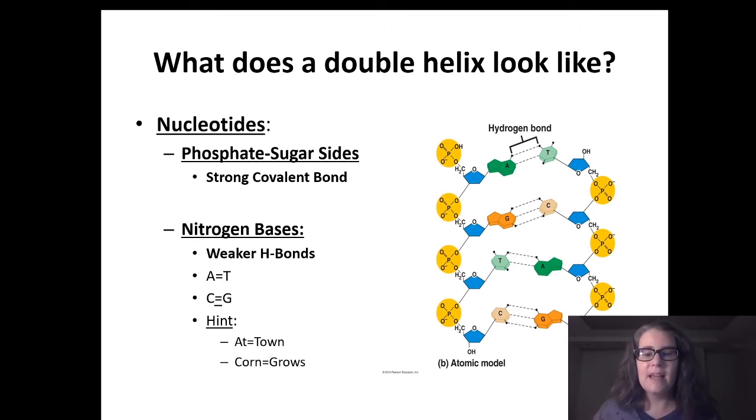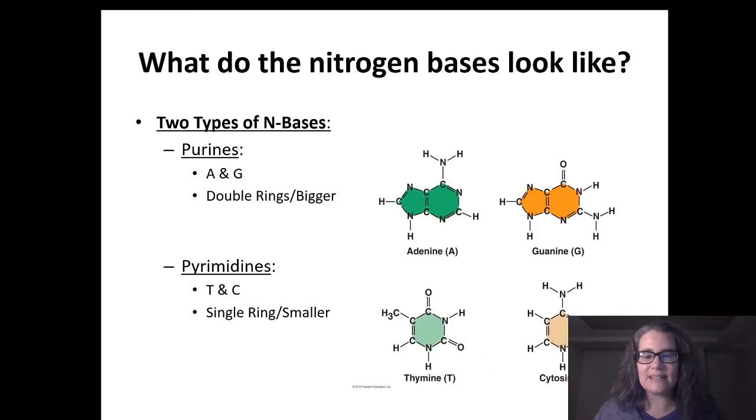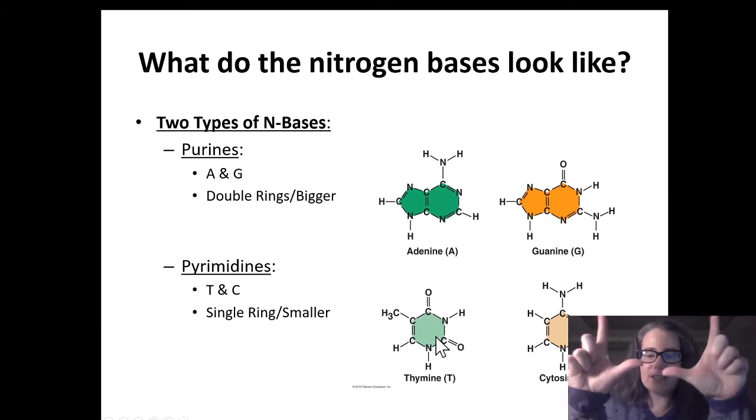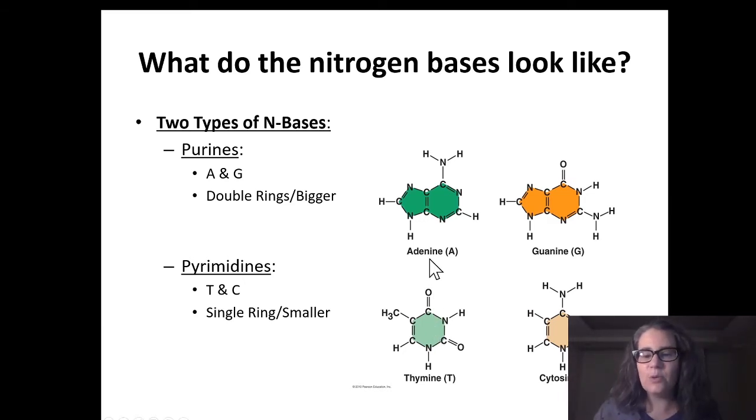Now, when we look at these nitrogen bases, we have 2 groups. Purines are double rings. You can see they are a larger chemical width. This includes adenine and guanine. And then over here, we have the pyrimidines, which are a single ring. That includes thymine and cytosine. And if you remember, A's always bond with T's. So in our center rungs, adenine will always bond with thymine and guanine with cytosine.